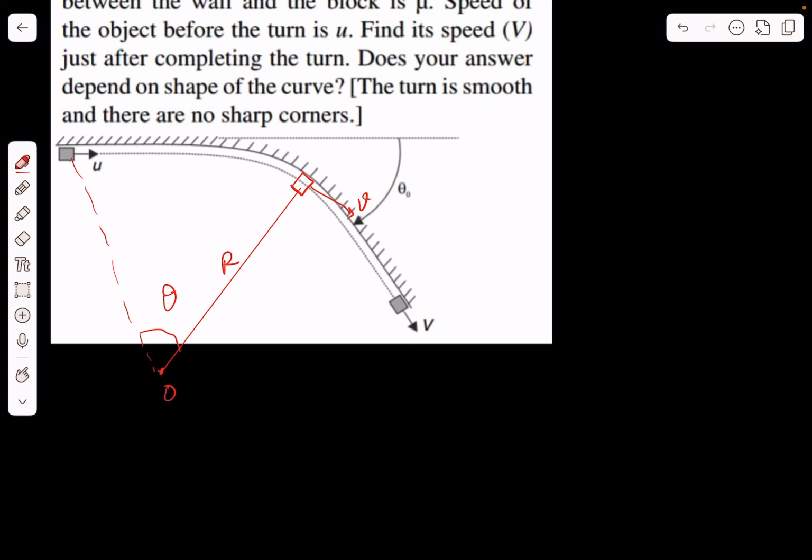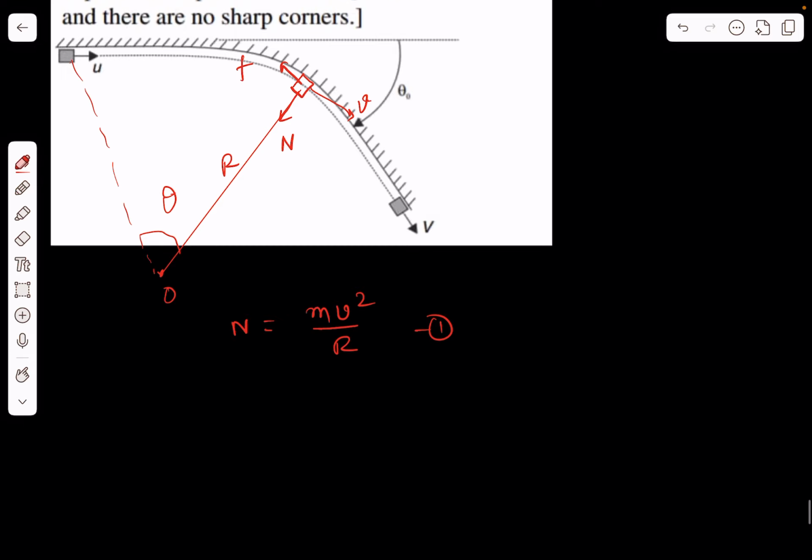And the forces appearing here will be the normal reaction by the wall, which will in this case be equal to the centripetal force mv squared by r, and there will be a force of friction like this, and the force of friction in this case will be mu N, which will be mu into mv squared by r.